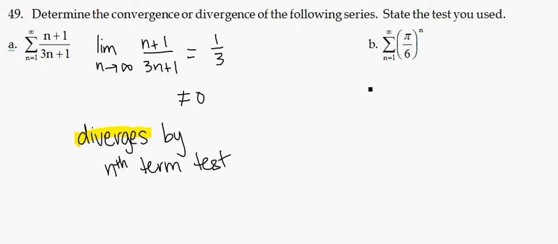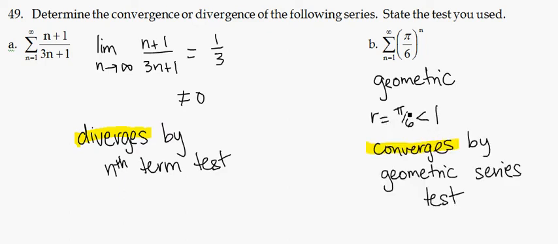Let's try another example. Okay, you should note that this is a geometric series. And so what does that tell you? Since we know r is pi over 6, we know that's less than 1. Because pi is 3.14, so that's about a half. So we know that this converges by the geometric series test.